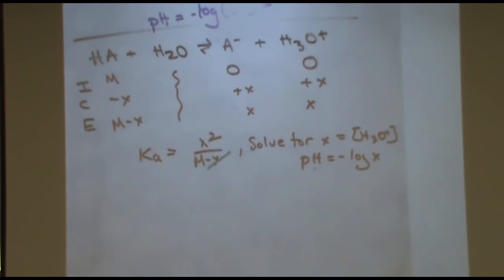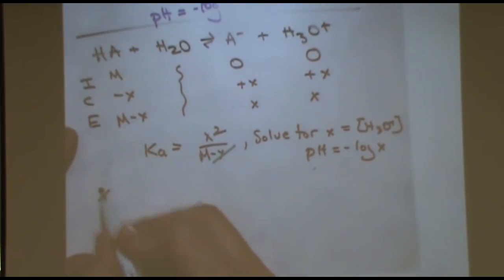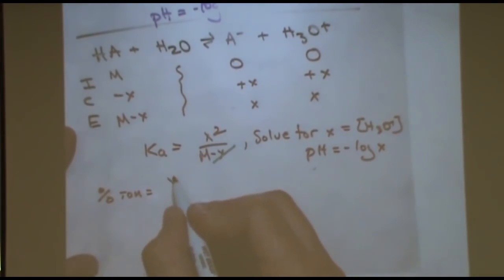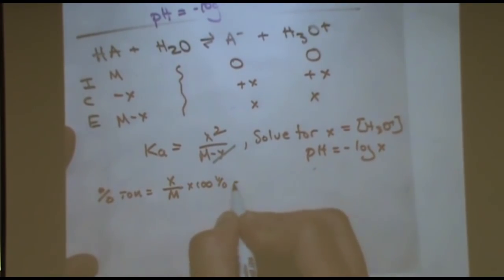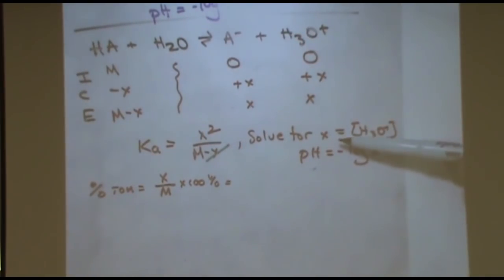We could tack onto that a percent ionization problem. So we would say, what's the percent ionization? Percent ionization is equal to x over the molarity times 100%. So that would be whatever this value of x is, which will be small, divided by M. You multiply that by 100%. So are you expecting a number like 20%, 30%? What percent answer would be normal? Small. How small is small?